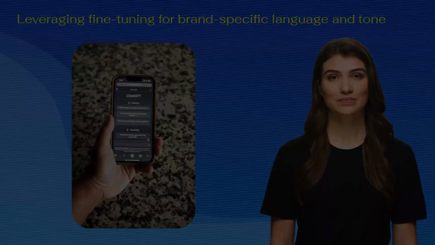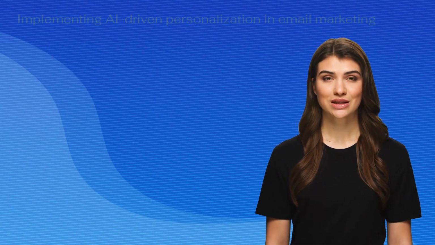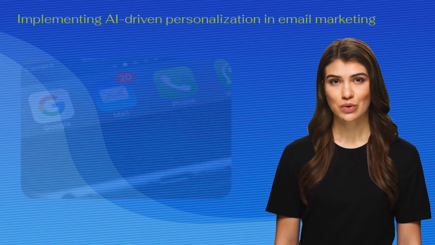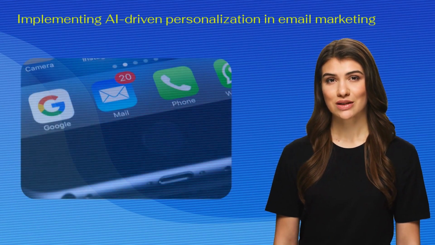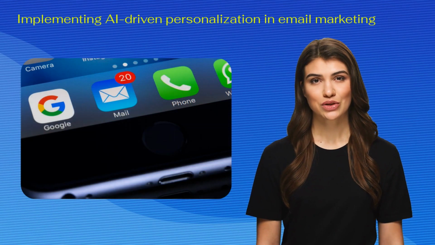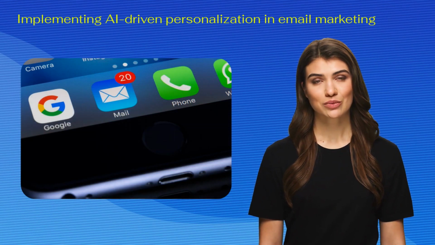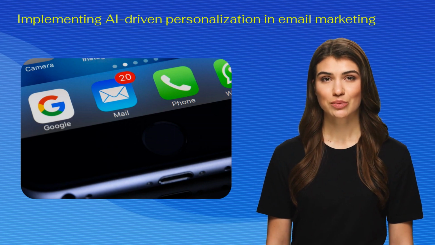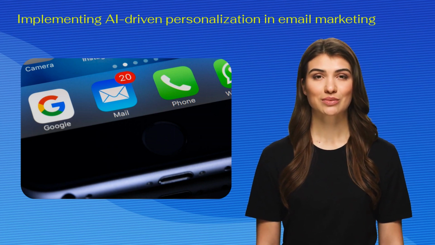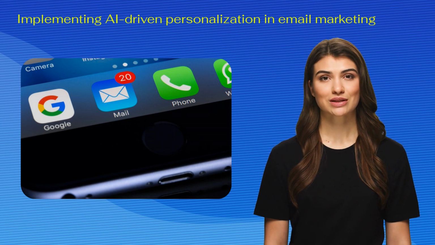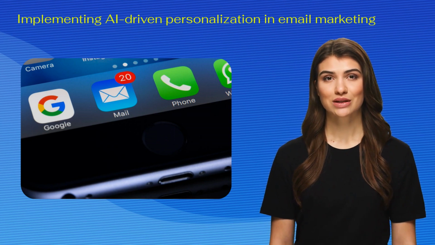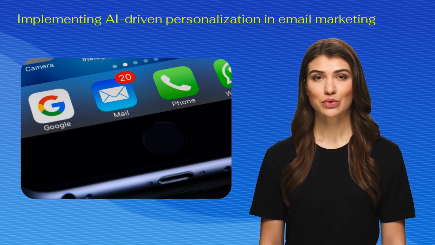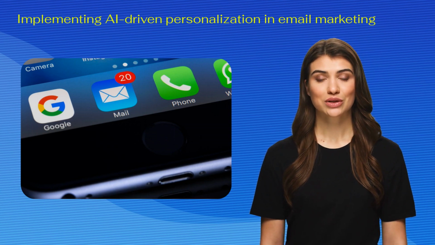Implementing AI-driven personalization in email marketing. ChatGPT can be used to create personalized email content that speaks directly to individual subscribers, addressing their specific interests, preferences, and behaviors. By integrating ChatGPT with your email marketing platform, you can automate the process of generating tailored content for each recipient, improving engagement and fostering stronger customer relationships.